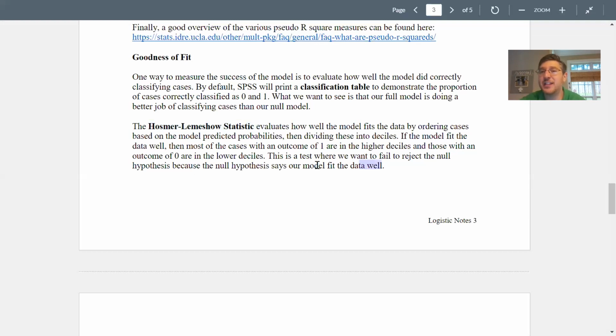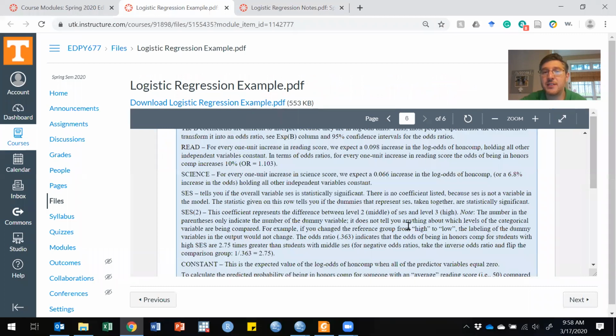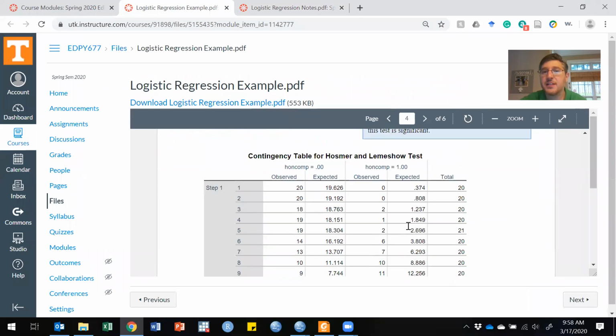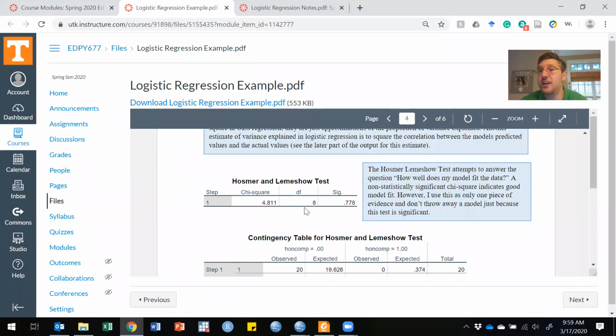They perform a chi-square statistic on this. You'll see in the output a little contingency table, showing what we observed, how many people were not in honors comp, and then what we expect based on the model. So it's kind of like a 2 by 10 contingency table. Remember those goodness of fit contingency tables from stats 1. This follows a chi-square distribution.